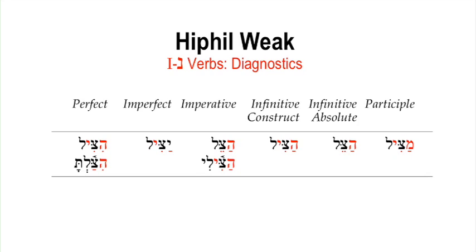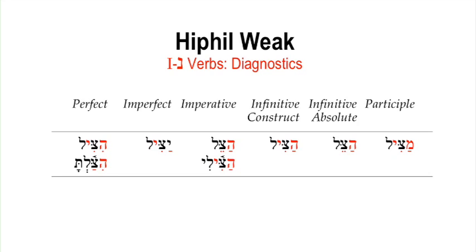So why do we have this on the screen here? It's for this reason. You will see in every form only 2 root letters, not 3. The verbal root here is natsal, nun, tsade, lamed. But on your screen, in every form, you only see tsade, lamed. So the question becomes, where did that nun go?